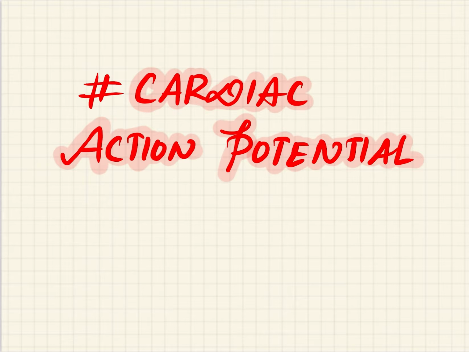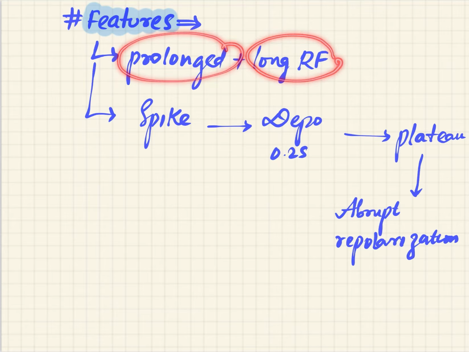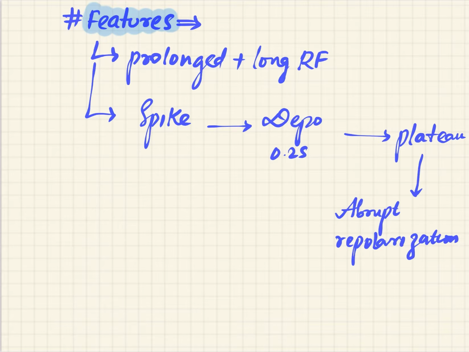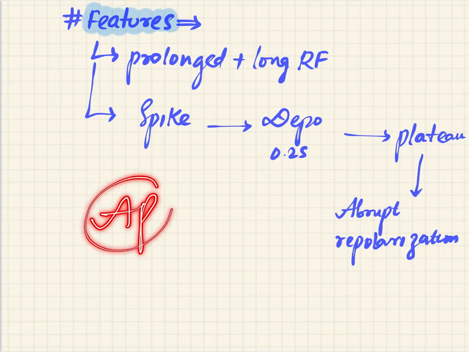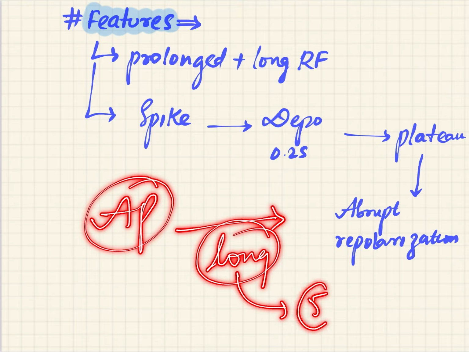Now, let us see firstly how to define this cardiac action potential. The cardiac action potential is usually defined as a prolonged action potential with a long refractory period. The action potential of a cardiac muscle fiber is prolonged and has a long refractory period. Whenever you record an action potential from the cardiac muscle fiber, you will find it unusually long, so long that it is divided into 5 phases.